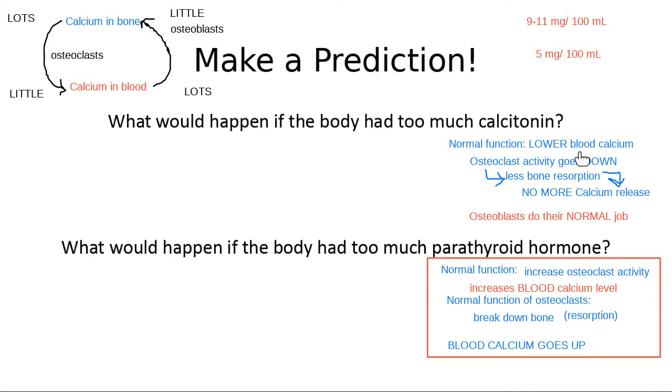How do we feel about calcitonin? How do we feel about calcitonin?